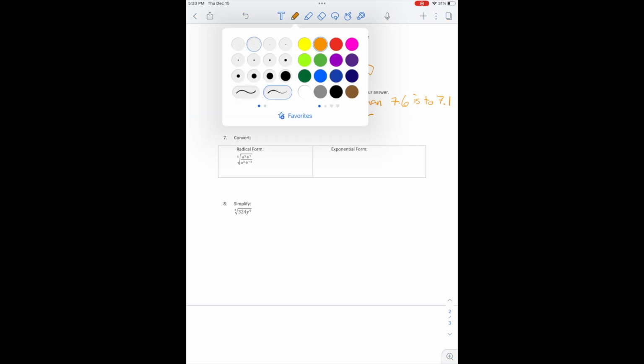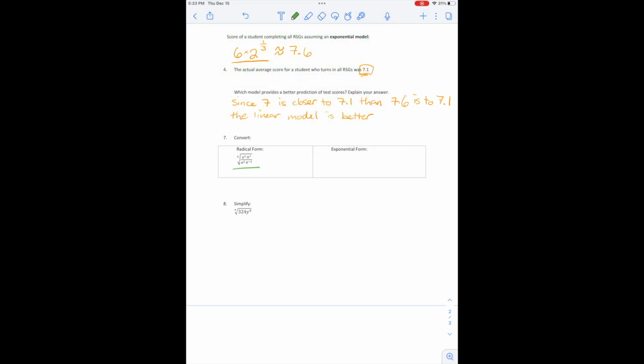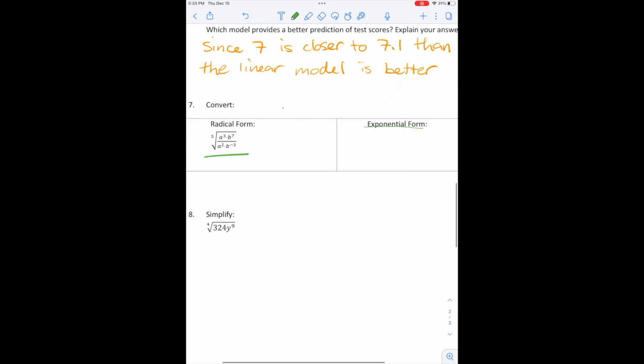Okay. Question 7 asks us to change from radical form to exponential form. So we're going to remember the same thing, power over root.